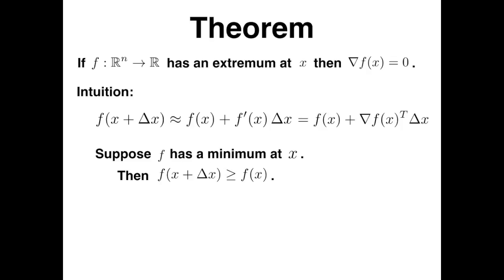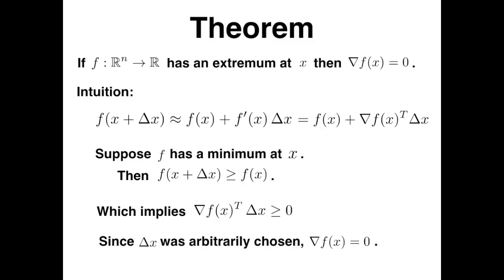Now, since f has a minimum at x, a local minimum, then f of x plus delta x is greater than or equal to f of x when delta x is small. That's the definition of a local minimum. And so this implies that the inner product of the gradient of f at x and delta x is greater than or equal to 0. And this means that the gradient and delta x are acute. That is, the angle between those two vectors is less than 90 degrees. But since delta x was arbitrarily chosen, the gradient of f of x has got to be equal to 0.